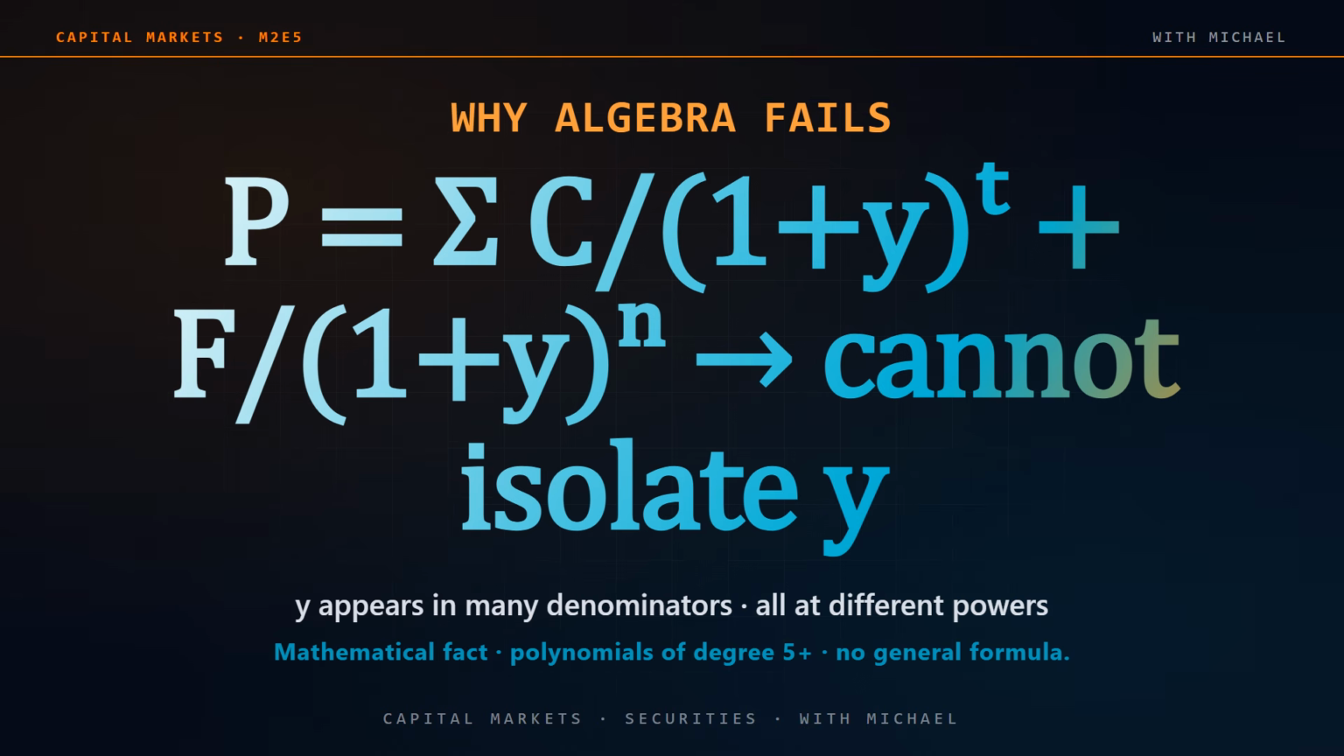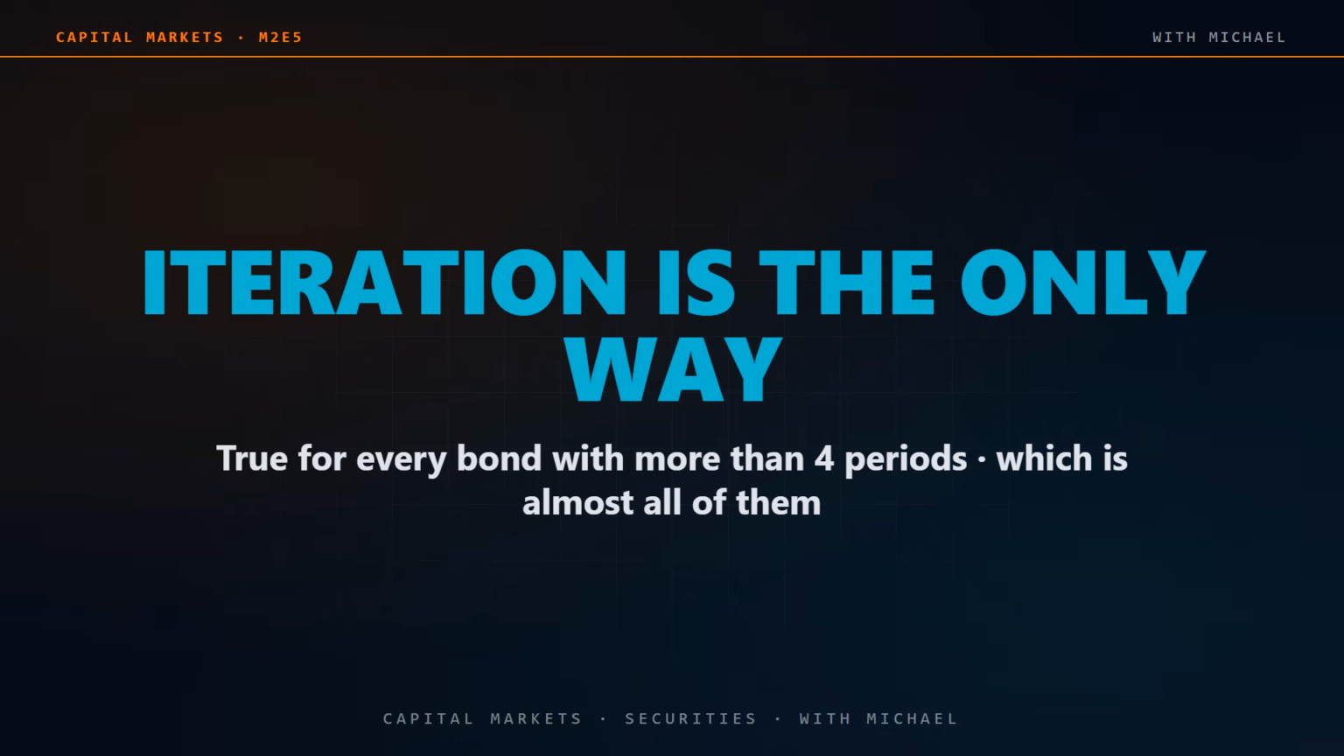This is not a finance limitation. It is a mathematical fact about polynomial equations of degree 5 and higher. Since most bonds have many more than 4 periods, we simply cannot solve for yield in closed form. We must iterate. Section 2. The iteration concept: guess, check, adjust.